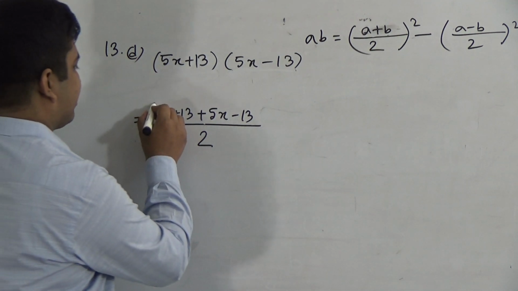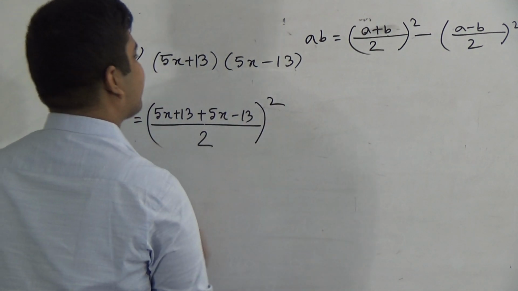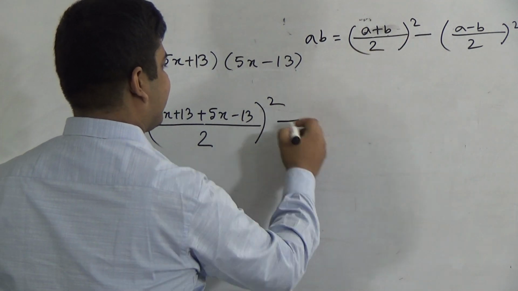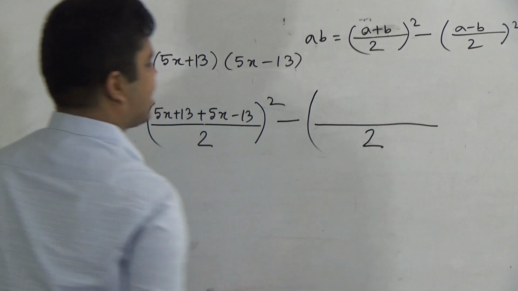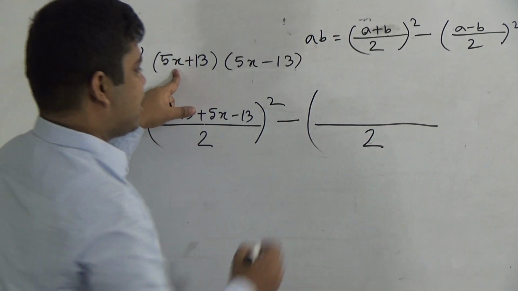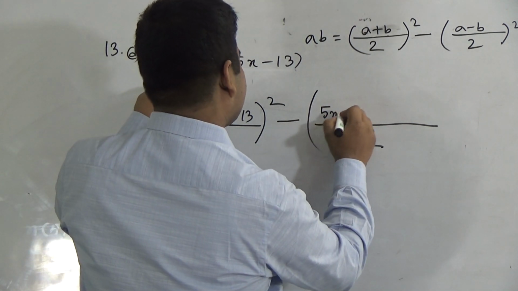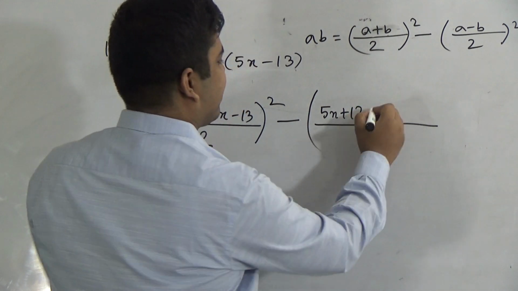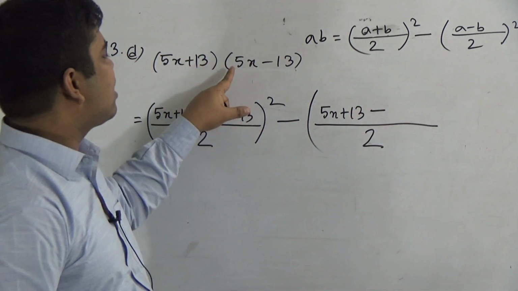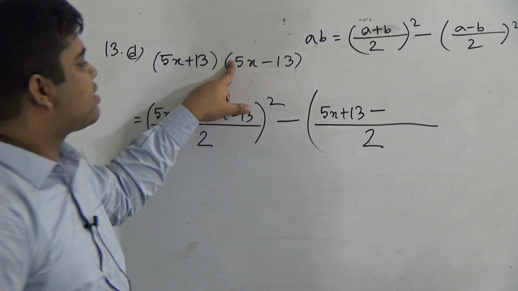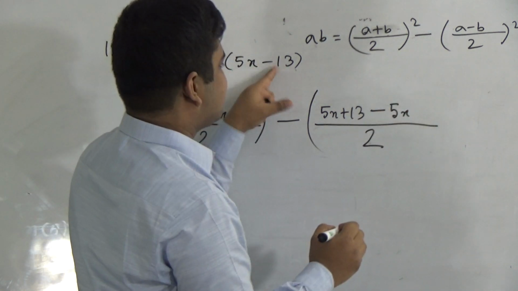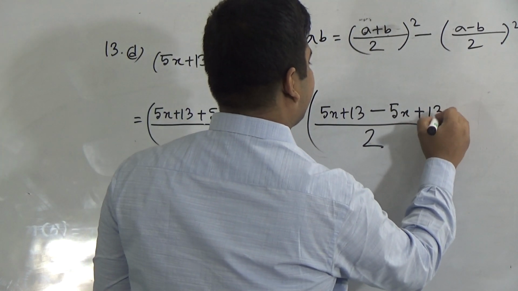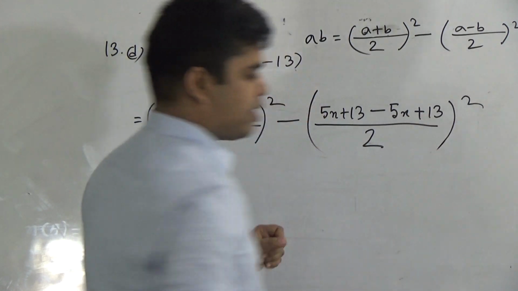So I write here, and here I give the square sign, and this formula is minus. After that we give again a bracket and here we write 2. First of all we write A, meaning 5x plus 13, and then we give minus. For this minus the sign will be changed, that means plus becomes minus: 5x minus, and this minus becomes plus 13, whole square. I hope you have understood.